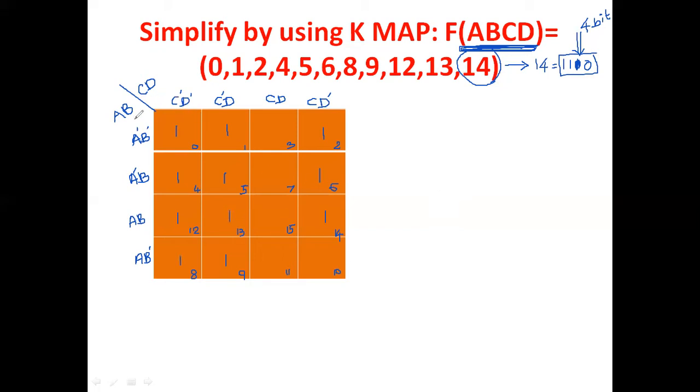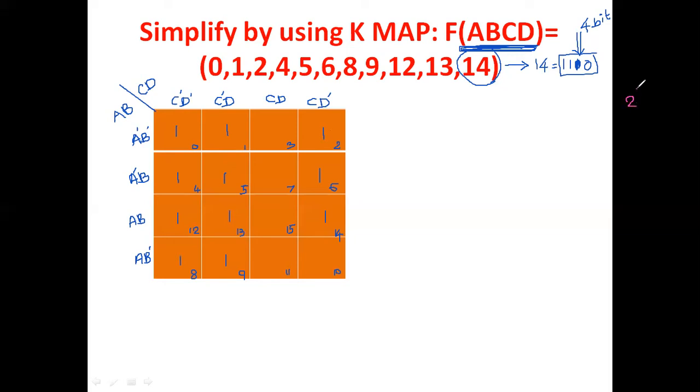So after, draw the Karnaugh map and then write the cell's position or cell numbering like this in the bottommost part of each cell, and then fill the Karnaugh map whatever be the numbers given in the problem, that is a 1, since it is a SOP based problem. And then next step is what? Grouping or circling.